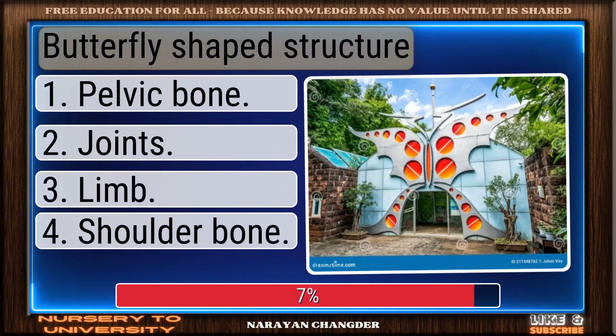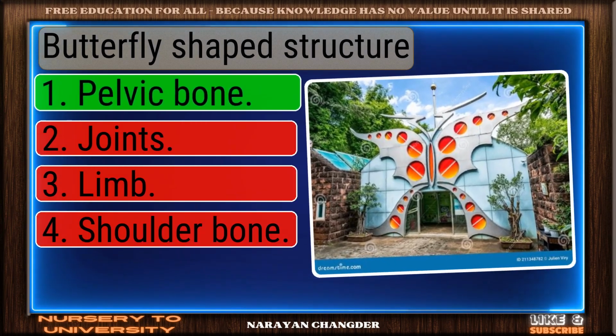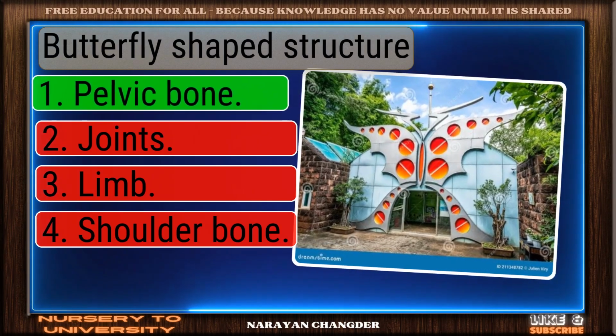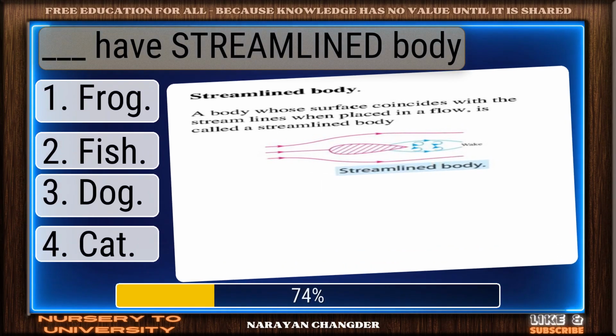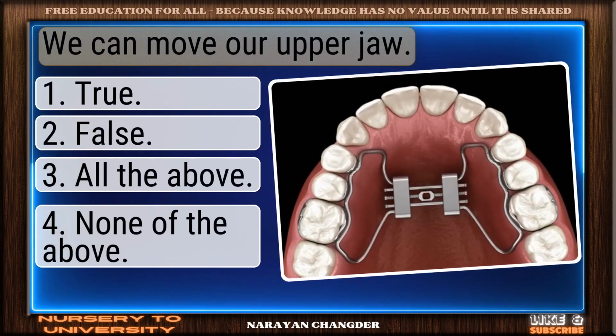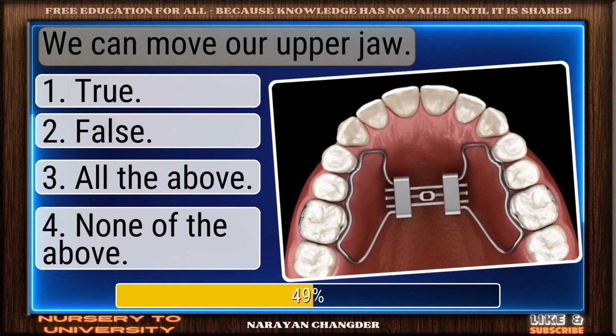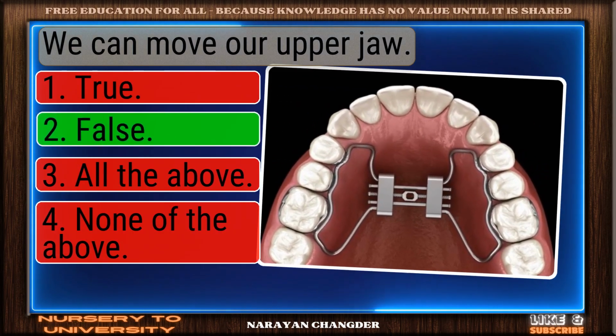Butterfly-shaped structure. Nice work. You chose pelvic bone, and it is correct. Dash have streamlined body. Bravo. Fish is the answer. We can move our upper jaw. Good thinking. False is the right answer.